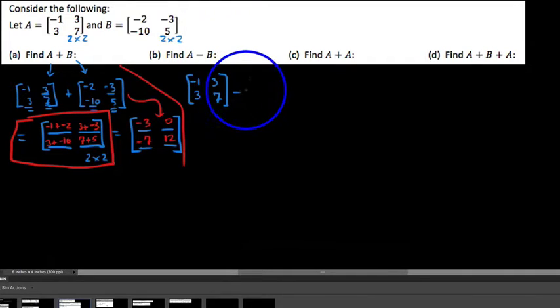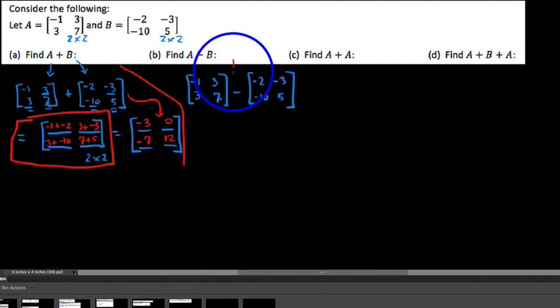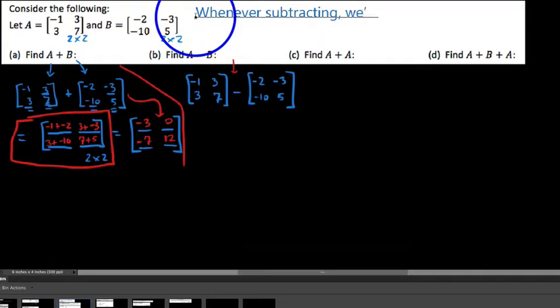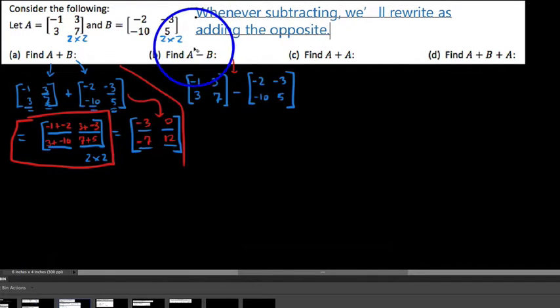So we see that we have a subtract sign here, -2, -3, -10, and 5. So I'm going to write a piece of advice here. Let me put it up here, and you'll want to write this down in your notes. Whenever subtracting, we'll rewrite it as adding the opposite. That is to say that we'll act like we're distributing a negative throughout a set of parentheses, which we've kind of looked at before.